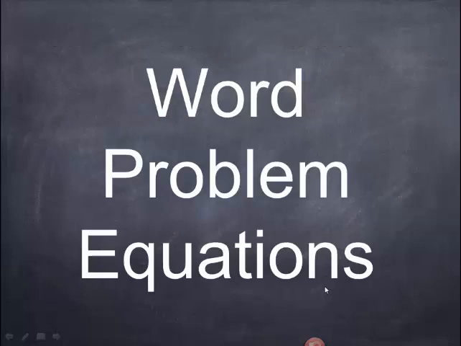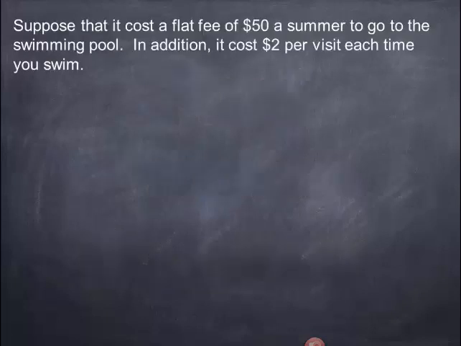Alright, so today we're going to talk about word problem equations, and that's taking a word problem and writing it in equation form. Let me give you an example. Suppose that it costs a flat fee of $50 a summer to go to the swimming pool. In addition, it costs $2 per visit each time you swim.